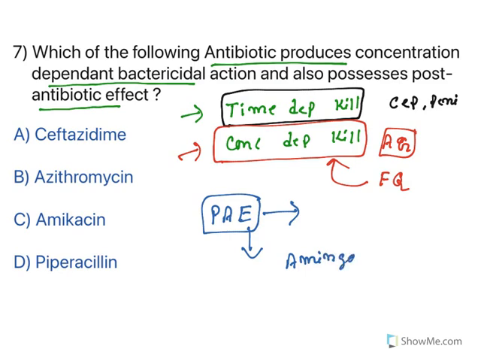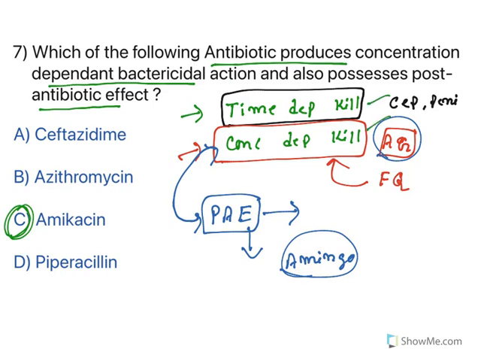So the question is about picking a drug which has concentration dependent kill and a post-antibiotic effect, and for both of them aminoglycoside is an example, and here it is amikacin. Amikacin is the choice of drug. Understand this concept. These are important chemotherapeutic concepts: time dependent kill, concentration dependent kill, and post-antibiotic effect. So the answer is amikacin.